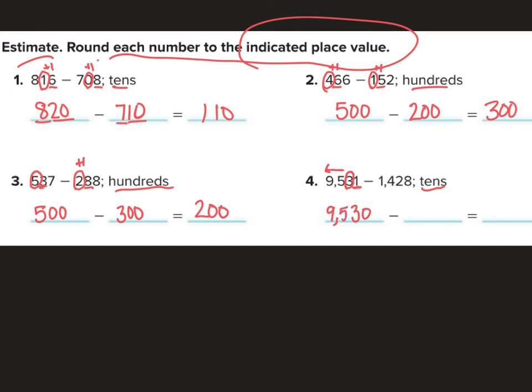9,530 minus, tens place, underline the ones. The 8 tells me to add 1, so I'd get 30. And the 1,400 stays the same. So here's what my brain does. 30 minus 30 is 0. 500 minus 400 is 100. 9,000 minus 1,000 is 8,000. There's the answer.